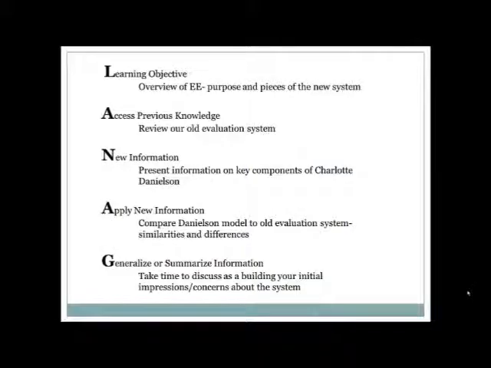I thought it would be helpful to use the LNAG model for this video, so I'm fulfilling the same expectations we have for you in your lesson plan development. Today's learning objective is for you to understand both the purpose and the pieces of the new evaluation system. We'll be reviewing our old system as a way to access your previous knowledge before presenting new information on the Charlotte-Danielson model, which provides the framework for educator effectiveness. By noting similarities and differences between educator effectiveness and our old system, you'll be applying that information.